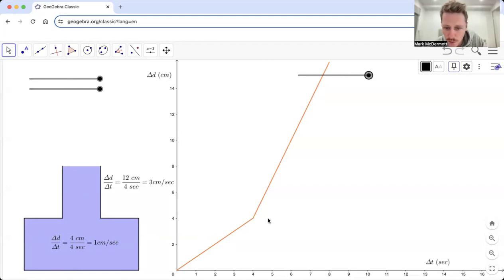And then we can also say that for the next part, we went from 4 to 8, so it was 4 seconds again, but the change in depth this time was larger. So let's say it went from 4 up to 16 up here. So that's a difference of 12. So 12 centimeters in 4 seconds is 3 centimeters a second. So the rate of change increased once we got to this part of the container, which makes sense.